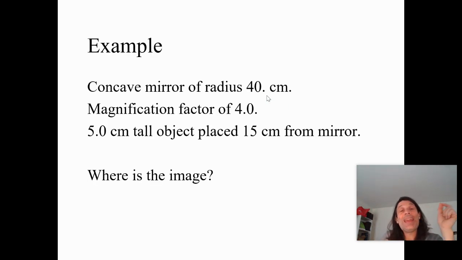We have a concave mirror. That means the mirror looks like this. It's curving away from you. It's got a radius of 40 centimeters. Remember that radius, 40, is where you put the C. That's the center, which means the focal length is only half that. The F, in this case, is 20 centimeters. And this one has a magnification factor of 4. Let's put a 5-centimeter tall object 15 centimeters in front of the mirror. Where is that image located?